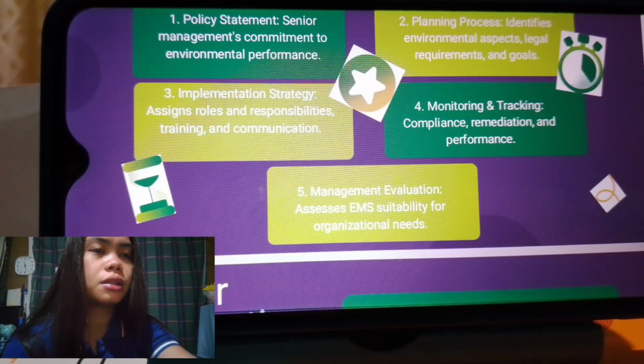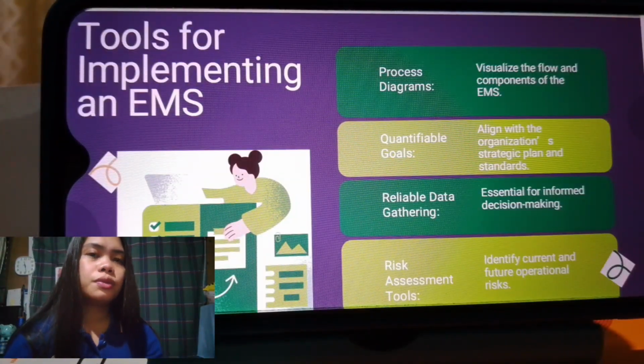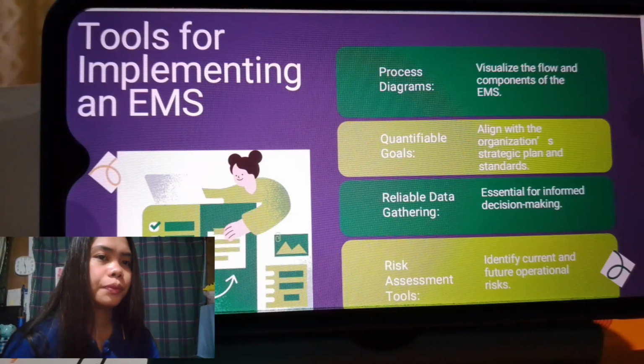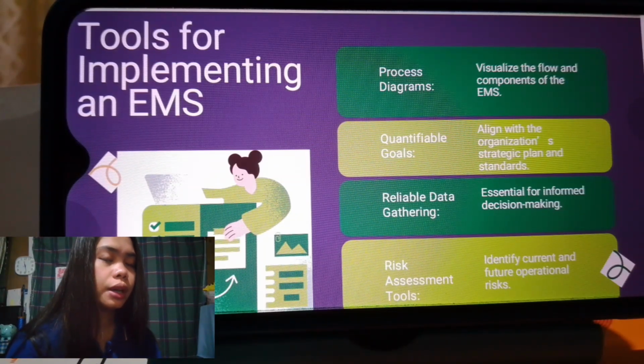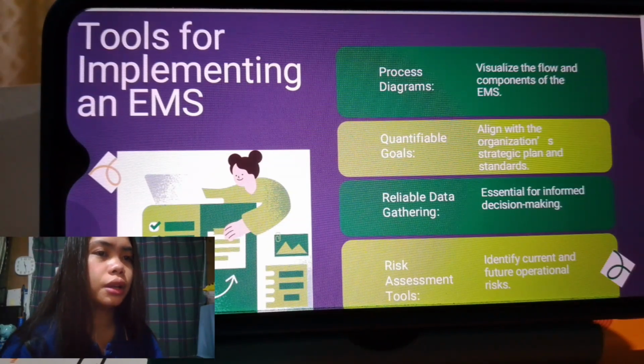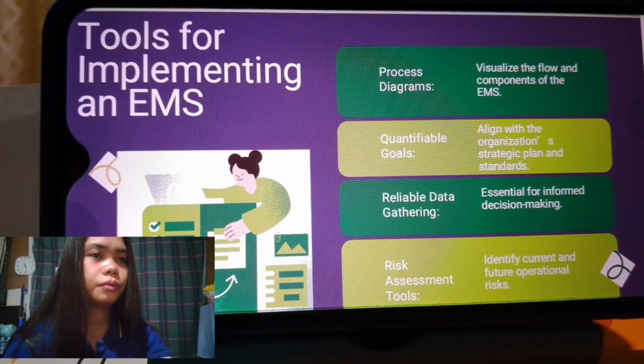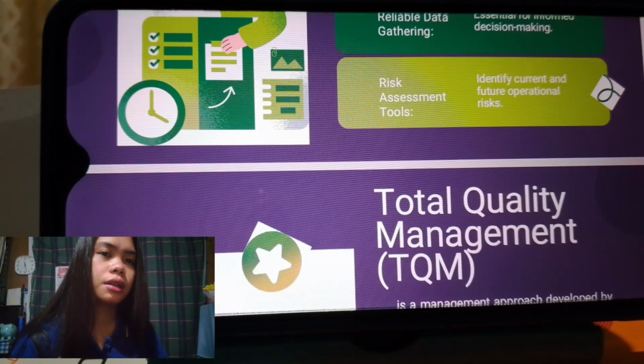So those are the key tools for implementing an EMS. First, a process diagram to visualize the flow and components of the EMS. Second, quantifiable goals aligned with the organization's strategic plan and standards. Third, reliable data gathering, essential for informed decision making. And the last is risk management tools, to identify current and future operational risks.